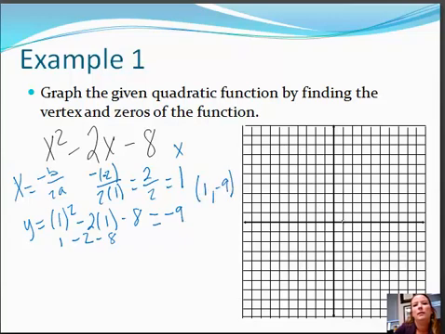So I go over 1, down to 9, which I know this is a 10 by 10, so it's going to be way down here. Okay? Now, in order to graph a quadratic, you have to have at least 3 points. Normally you need to have 5, but for today we're going to talk about having 3.